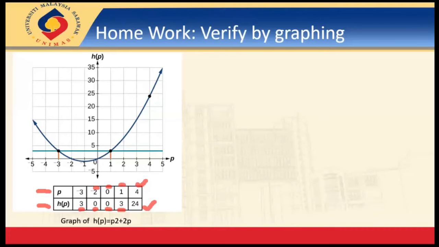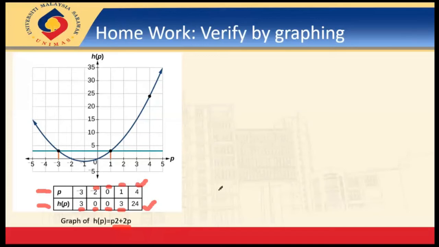Yes, just substitute the p, right? In the equation. Yes, exactly. You see this is the function h of p equal to p square plus 2p. According to the previous one, we have already solved this.